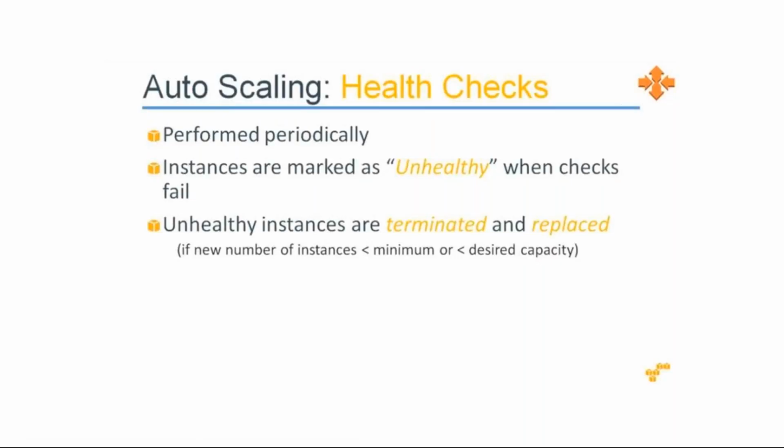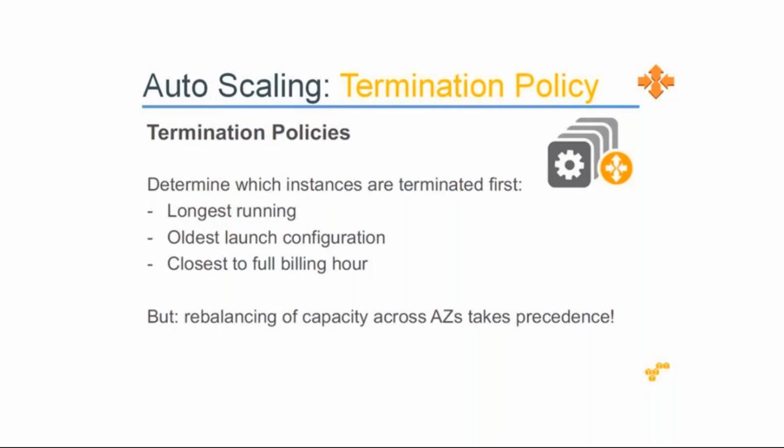Health checks are performed periodically. Instances are marked as unhealthy when checks fail, and unhealthy instances are terminated and replaced. If there is an unhealthy instance, it is automatically terminated and replaced with the same capacity. Termination policies: longest running, so the oldest running instance terminates first. Oldest launch configuration: if I created a launch configuration one year back, instances of that type will terminate. Closest to full billing hour: the instance about to incur a full billing hour will terminate. Rebalancing of capacity across availability zones takes precedence, as we already discussed; the same capacity of servers must be kept on different availability zones.